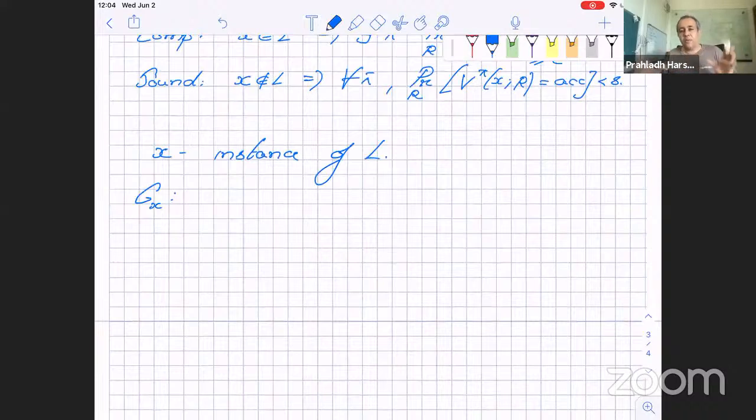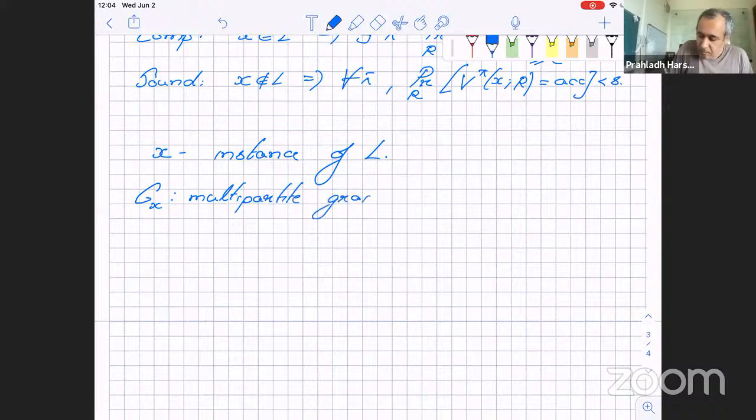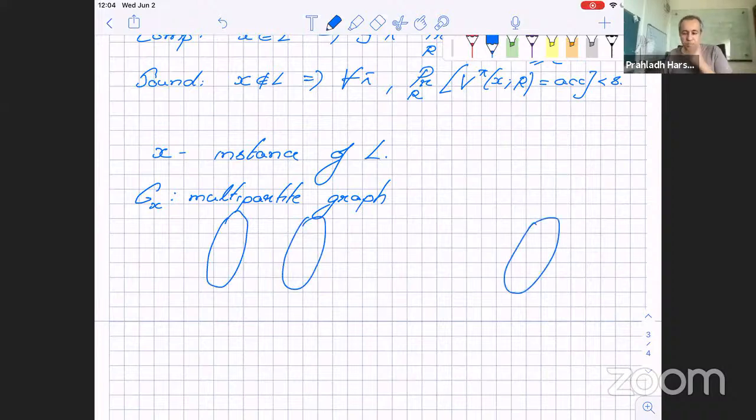GX is, we are going to construct a multipartite graph. It will eventually be a multipartite graph. And what will be the parts of this graph? Each part will correspond to a possible set of random coins the verifier can toss. So they will be the vertex set of this graph.